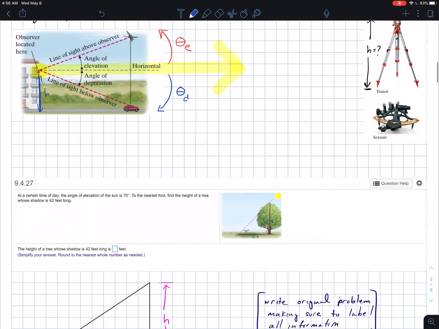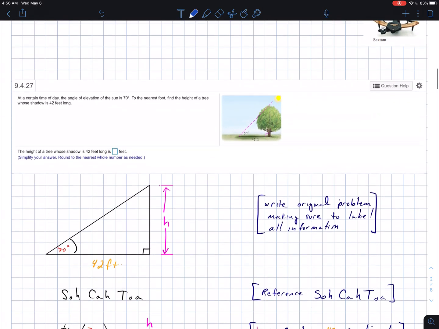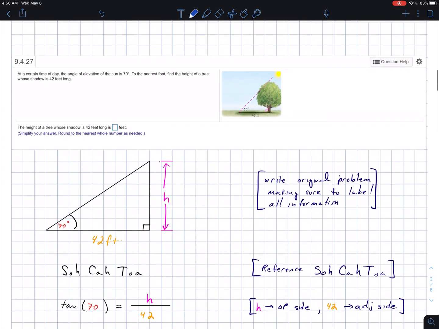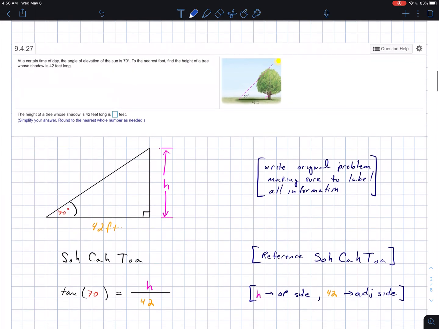So here we go. One quick question. Oh, and the other thing is just called the sextant. I just figured I'd put that in there because it was nice. It's a way to actually look at angles, measuring angles.